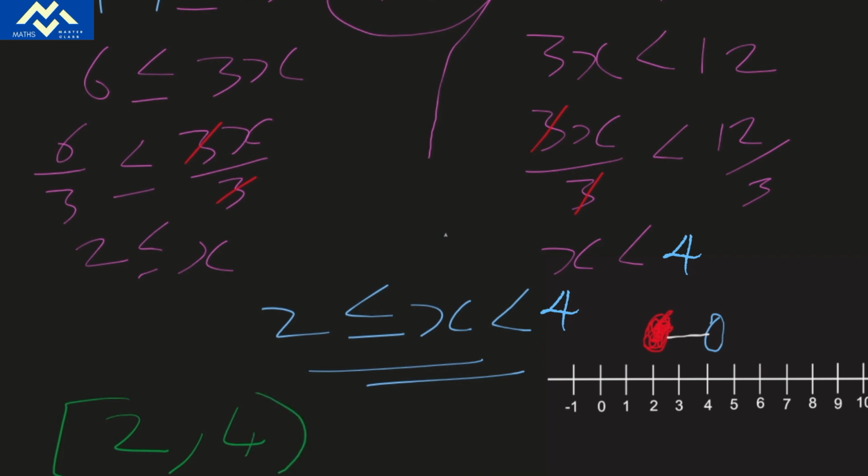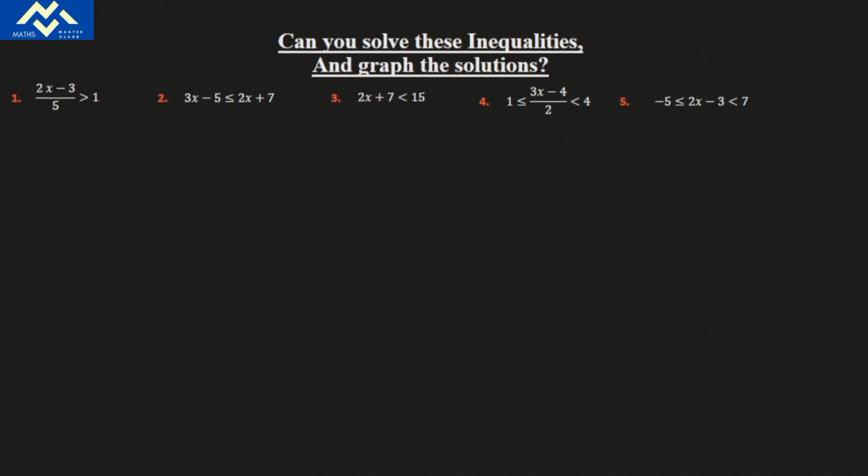Notice that after separating the compound inequality, we solved each part just the same way we solved the earlier examples. The only difference is that we combined the two answers at the end. Let's finish with one more example. -5 less than or equal to 2x minus 3 less than 7. This is another compound inequality.